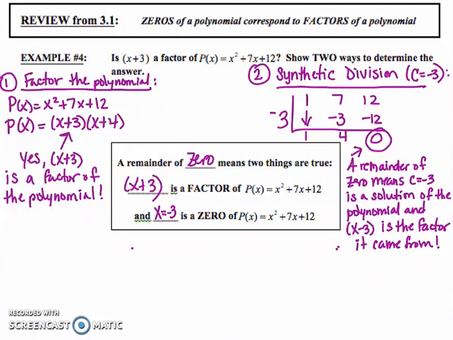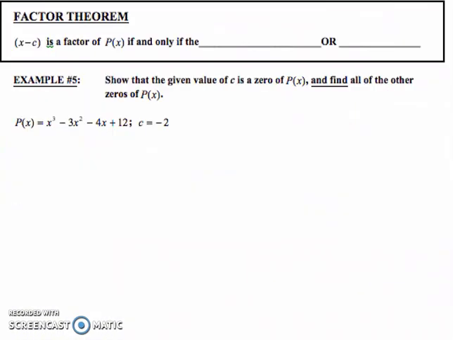And that information leads us to the factor theorem. And the factor theorem says that the factor x minus c is a factor of p of x if and only if the remainder is 0, or p of c equals 0.